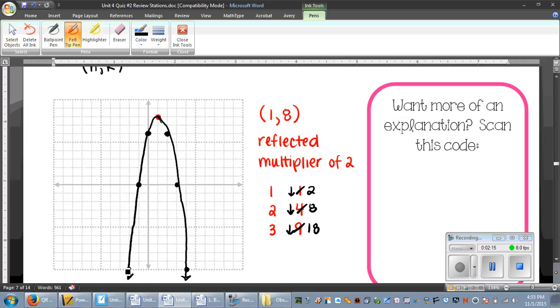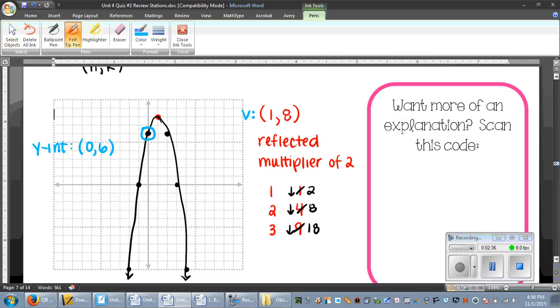As best as possible. In order to identify some of the important pieces of information, I have the vertex. We already identified it right here. I know the y-intercept because I can see it on the graph. It's the point where the graph crosses the y-axis at (0, 6).